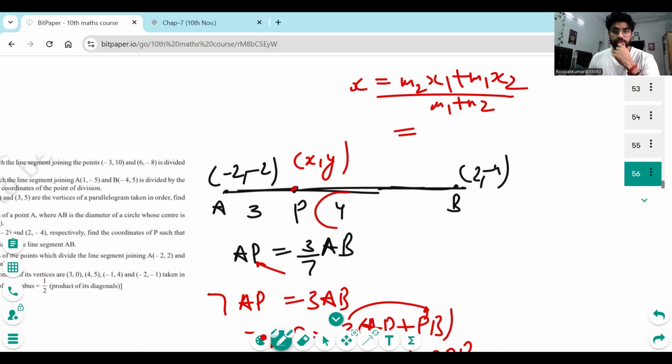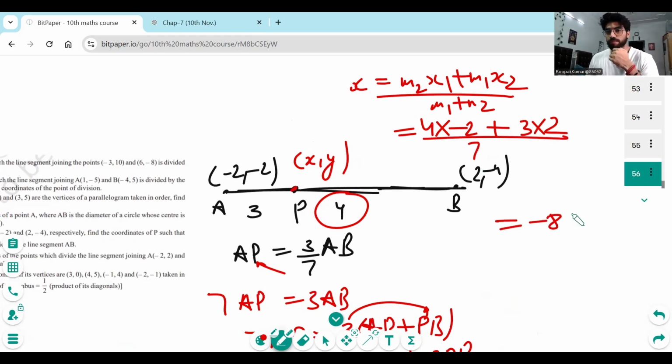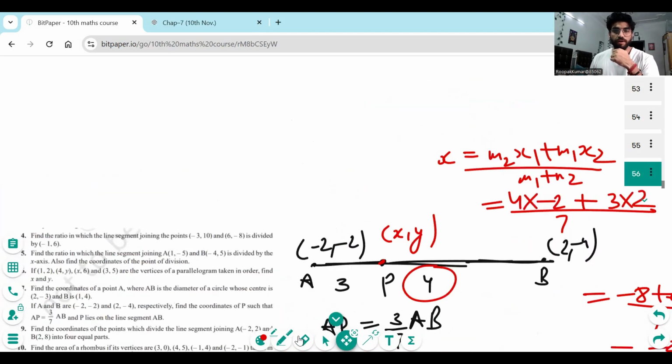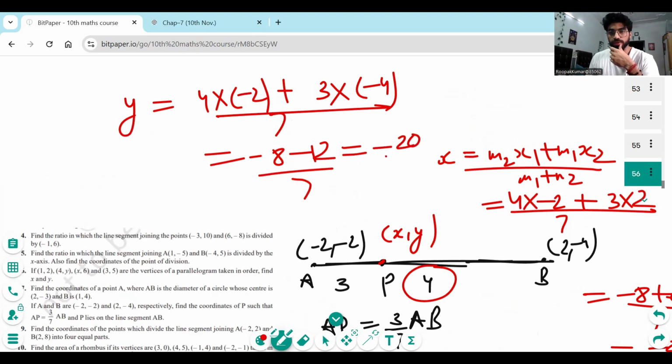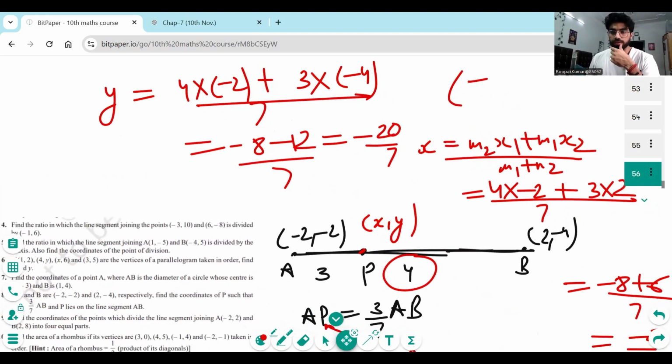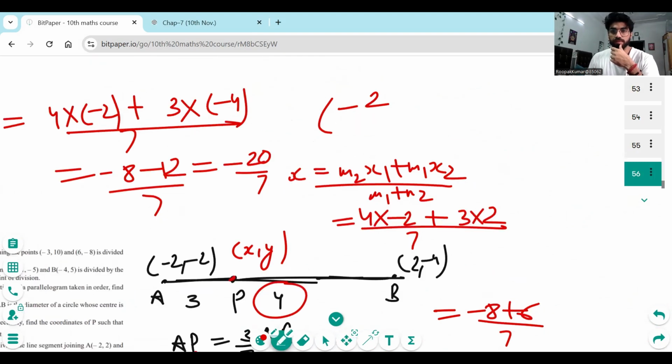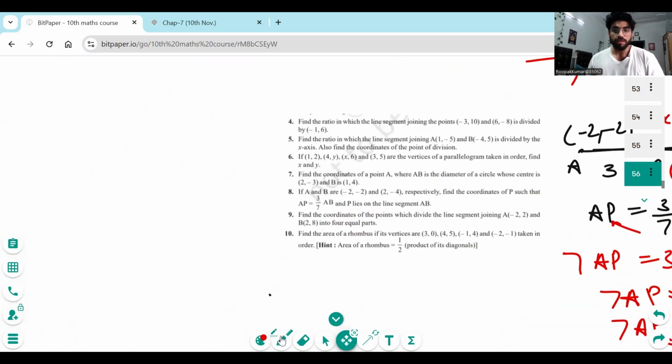So m2, we have this, right? 4 into minus 2 plus 3 into 2 over 4 plus 3, that is 7. So minus 8 plus 6 by 7, that is minus 2 by 7. That is my x coordinate. If I go for my y coordinate, that will be m2 y1 plus m1 y2, 4 into minus 2 plus 3 into minus 4 by 7. So minus 8 minus 12 by 7, that is minus 20 by 7. So the coordinates of this point are minus 2 by 7 and minus 20 by 7. And we are done. So question number 8 is also done.